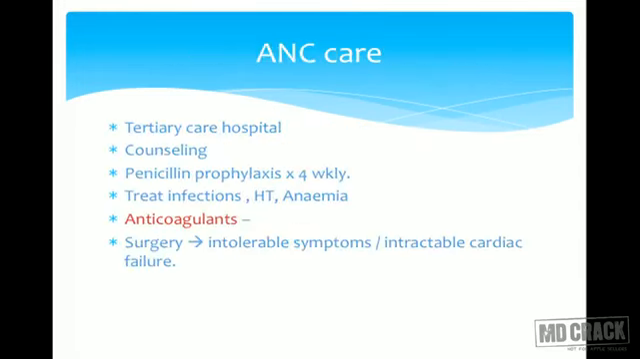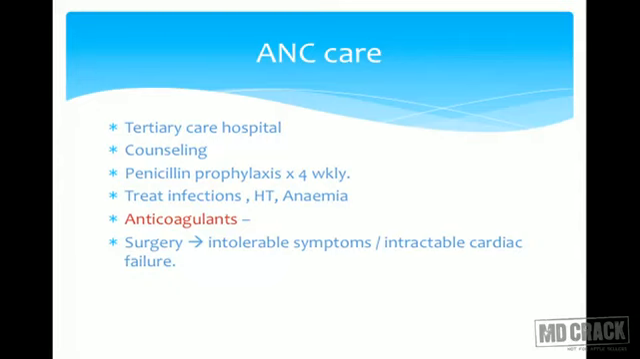ANC care, as we said, should be in tertiary care. Counseling should be properly done. They should be warned that the disease can progress this way and these would be the complications. If they need immediate care, that also in a tertiary center, so they should report immediately. All these things should be told to them beforehand. If any infections are there, they should be adequately treated. Hypertension and anemia should be under control.